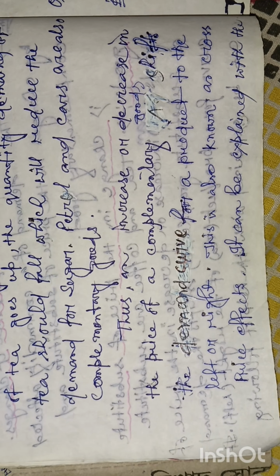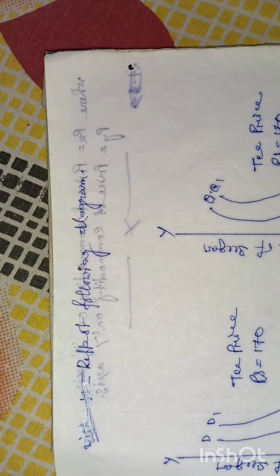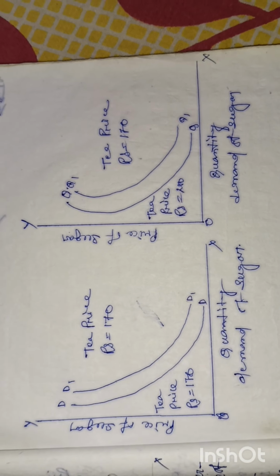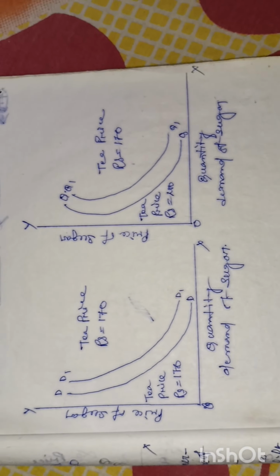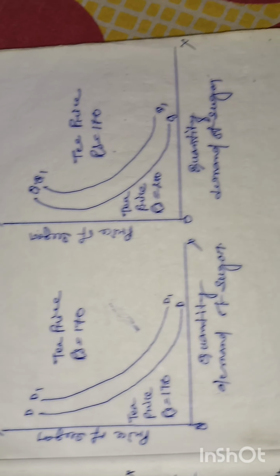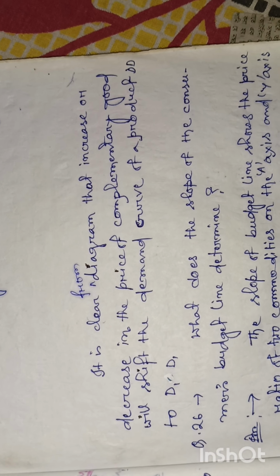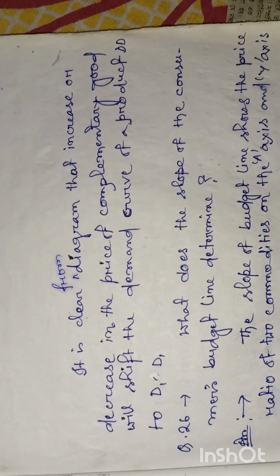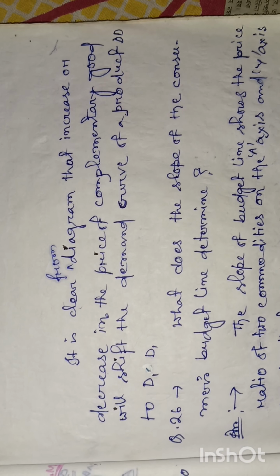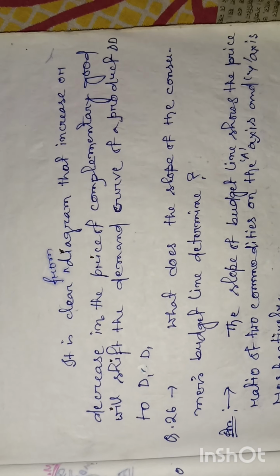It can be explained with the help of the following diagram. It is clear from the diagram that an increase or decrease in the price of a complementary good will shift the demand curve of a product from DD to D1.